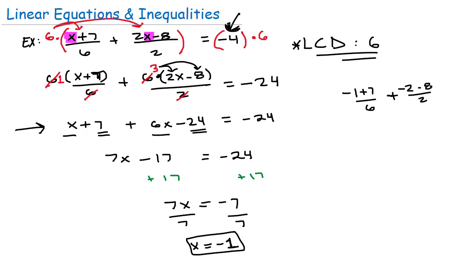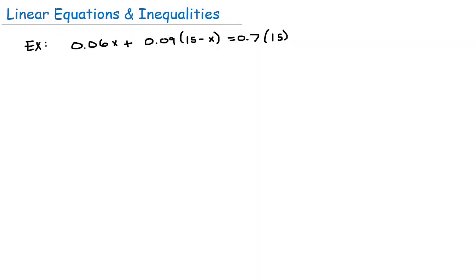Let's verify. So this becomes 6 over 6, and this one becomes negative 10 over 2. And so that's just going to give us 1 minus 10 over 2 is 5. So 1 minus 5 is definitely negative 4, which is what it was to start with. So there's another example. If you have fractions, you can nicely get rid of them by multiplying by the least common denominator. Okay, let's try one more, and that has this format now where we have decimals.